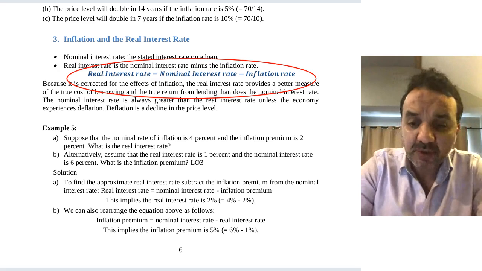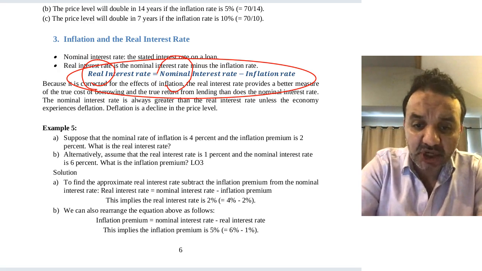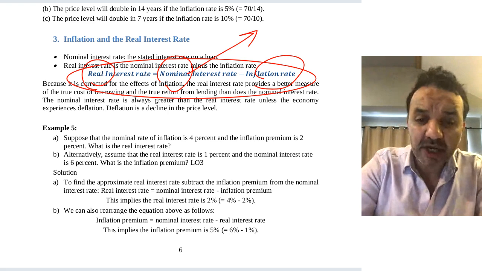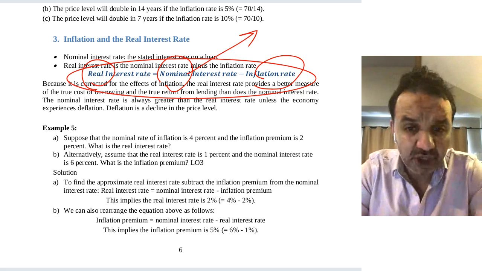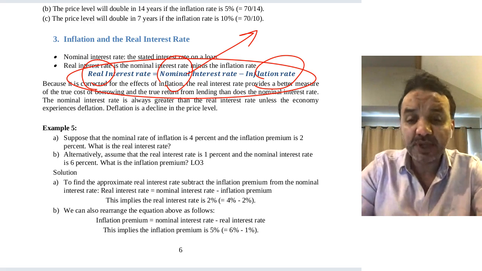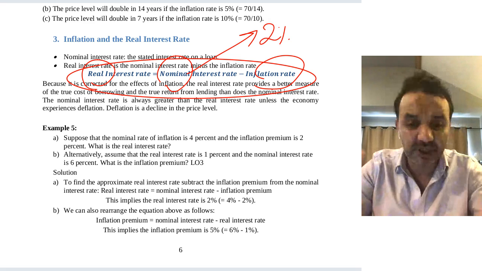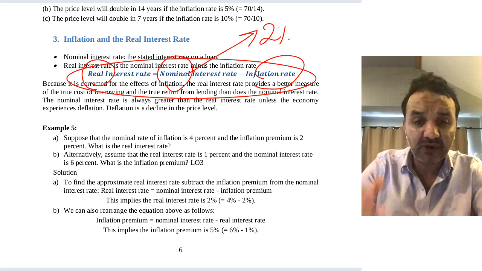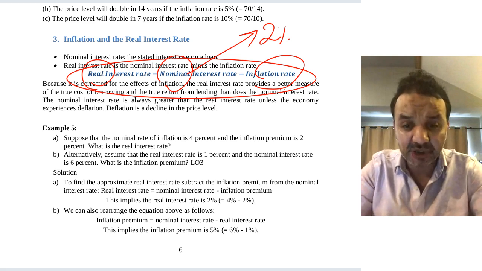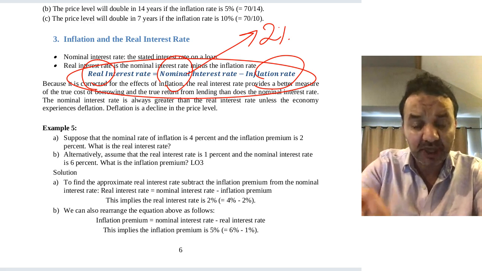In this formula, it says real interest rate equals nominal interest rate minus inflation rate. By nominal interest rate, I mean whatever interest rate you take on the loan. Let's say you have student loans or auto loans, and you pay 2% or 2.5%, 5%, whatever. Whatever interest you get from the bank, this is what we call the nominal interest rate. But whenever we have inflation, this inflation has to be taken into consideration.